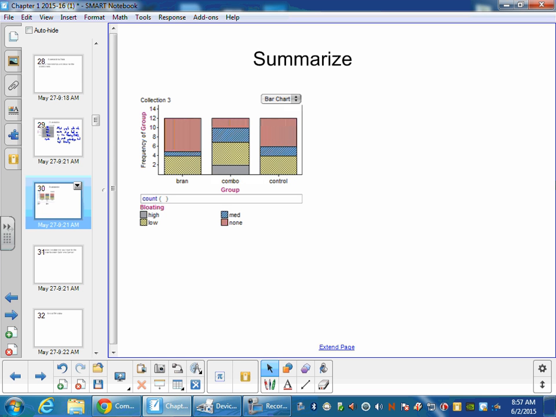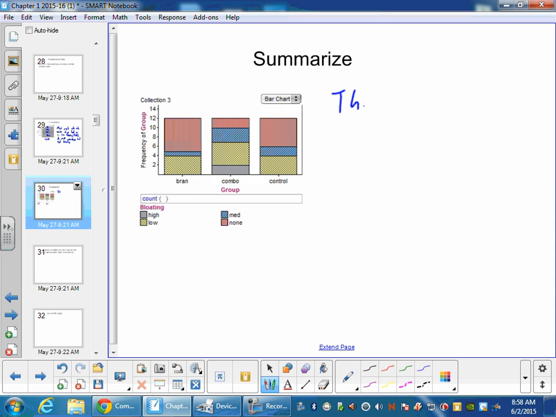So if this one is none, medium, and this is low, it looks like bran and controls seem to have the most none and low bloating. And the combo has more medium and high bloating. I think that's the big takeaway here. The combo chip or cracker has more higher and medium bloating than the other two.